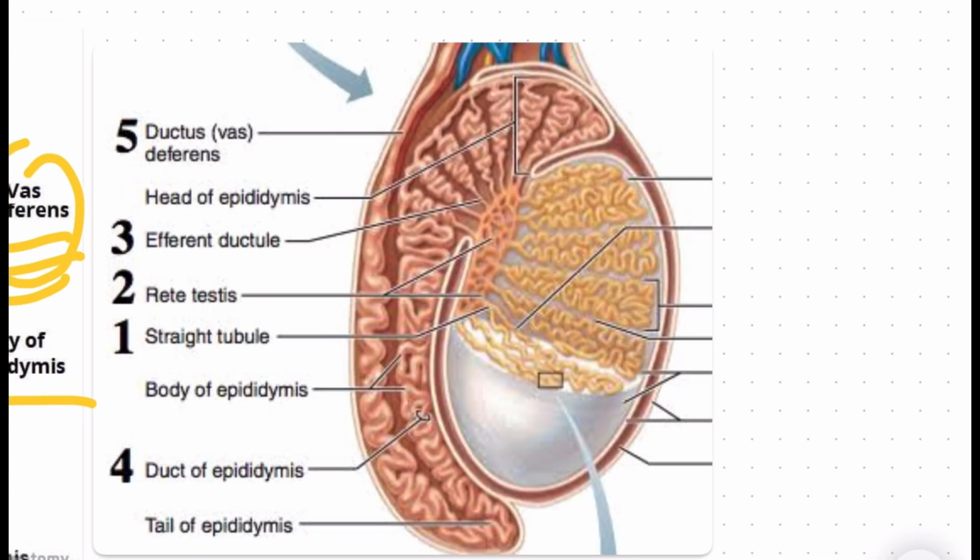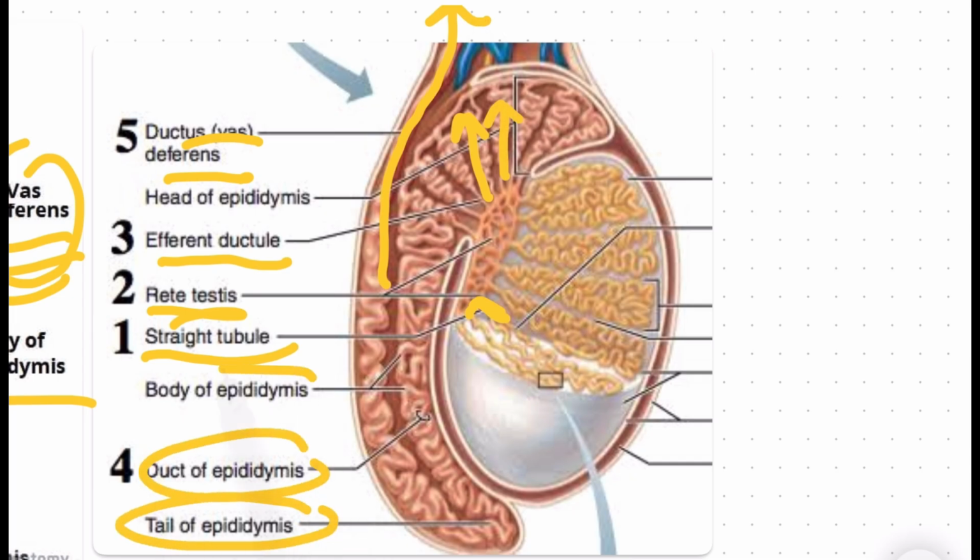We can see straight tubules, then rete testis, this capillary-like networking structure, then efferent tubules. Efferent means going away from the testis. Then ductus deferens, that is vas deferens. This is the vas deferens which is going out.